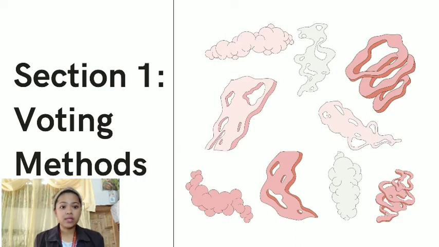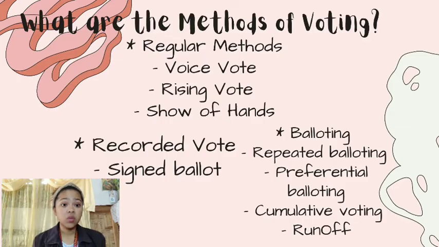So now let's go to the methods of voting. What are the methods of voting? Methods of voting are divided into three parts: the regular methods, the recorded vote, and the balloting. In the regular methods, there are three votes: the voice vote, the rising vote, and show of hands. In a recorded vote, there is only one, and that is the signed ballot. The balloting has four: repeated balloting, preferential balloting, cumulative voting, and runoff.